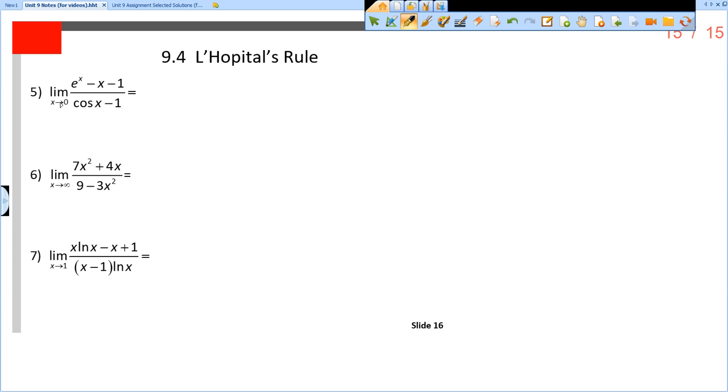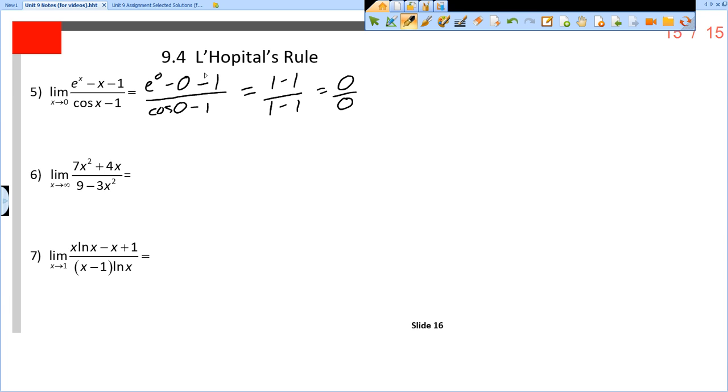First step in a limit is to evaluate. So we are going to plug 0 in. So e to the 0 minus 0 minus 1 divided by cosine of 0 minus 1. e to the 0 is 1, minus 0, minus 1, so 1 minus 1 is 0. In the denominator, cosine of 0 is 1, so 1 minus 1 is, of course, 0.